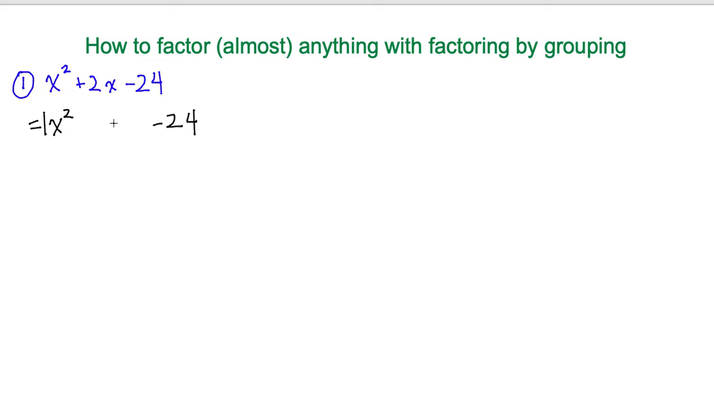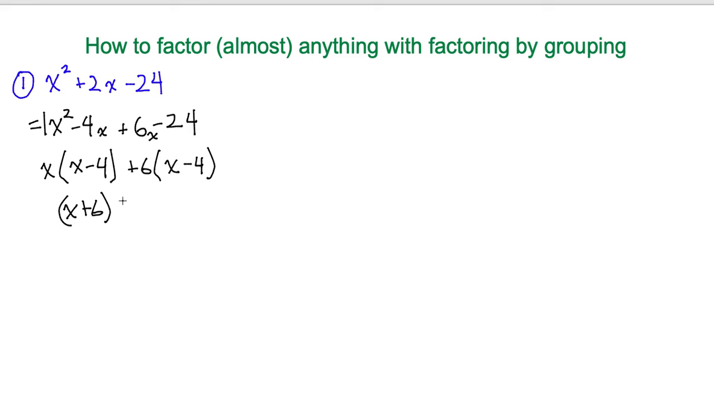Which one is bigger? This one is bigger, so 6 will go over here, 4 will go over here. Both of them have an x in it. In order to be positive, this one should be positive, this one should be negative. And from there, I factor out the greatest common factor of both of the 2 terms. So for the left 2 terms, it's just x, and then I'm left with x minus 4. On the right-hand side, if I factor out 6, it's going to be positive 6 being factored out. I'm left with an x minus 4 again, and this simplifies to x plus 6 groups of x minus 4.